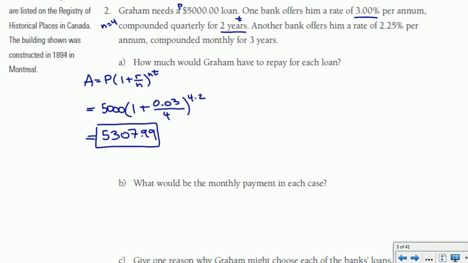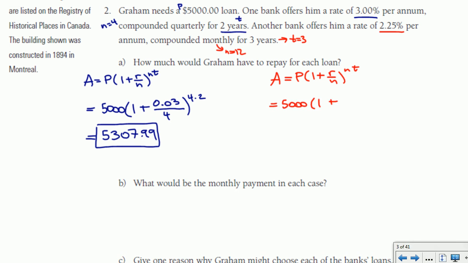So the other bank offers 2.25% per annum, compounded monthly, so n equals 12, for a period of 3 years, so t equals 3. Again, starting with our compound interest formula, we just plug in what we know. So 5,000 is again the principal.